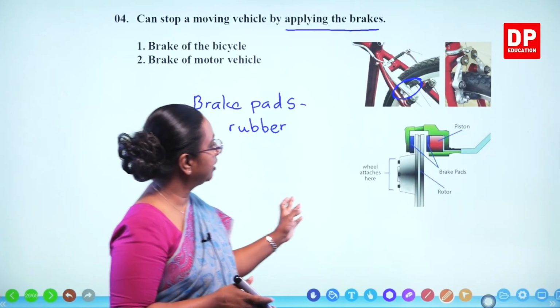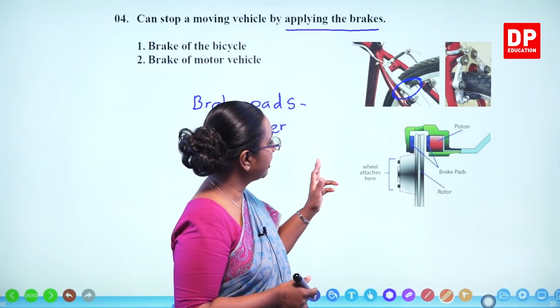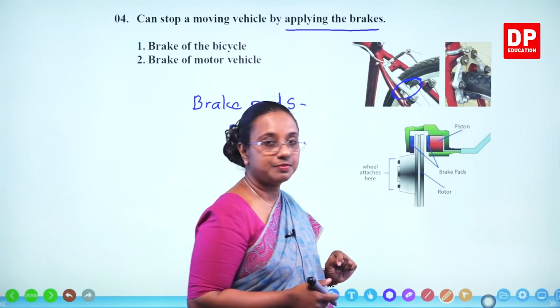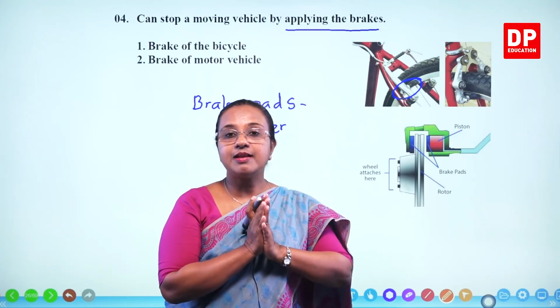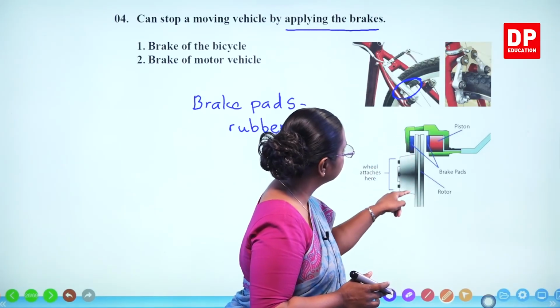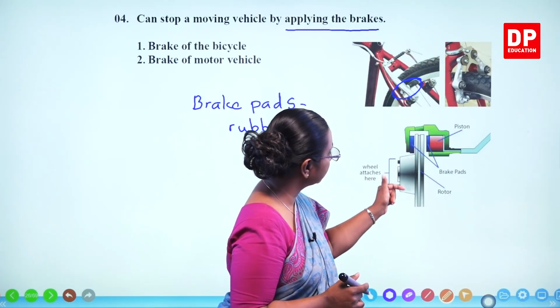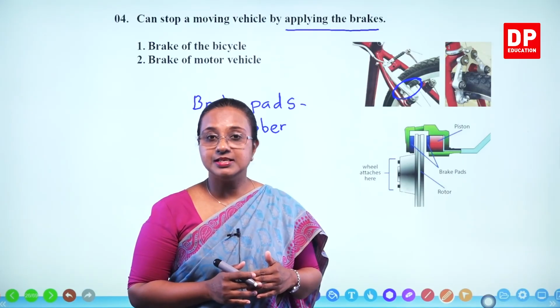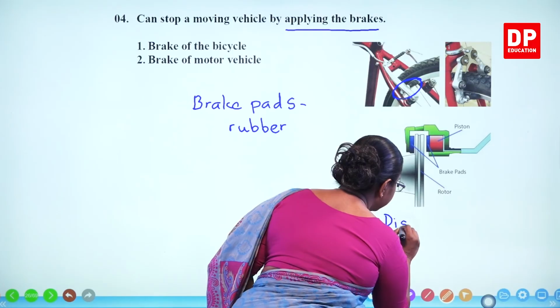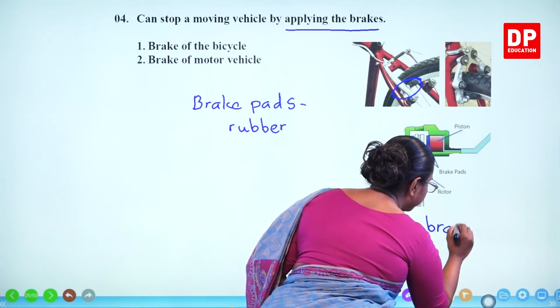The same way in motor cars, you can see these are the brake pads. The blue color parts are the brake pads. They are again rubber pads. And this silver color circular structure is a disc. And this is a disc brake system.